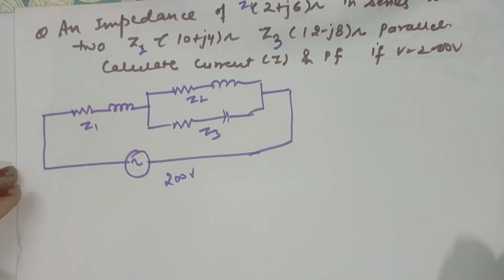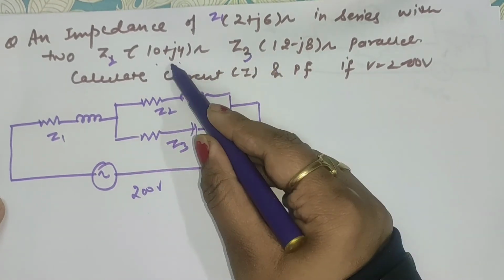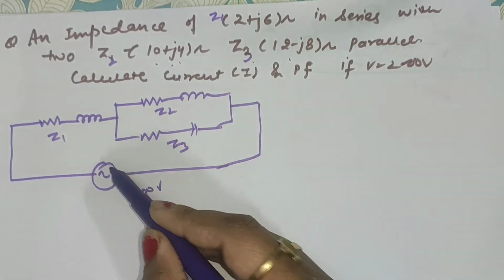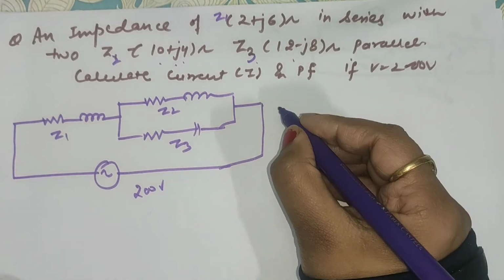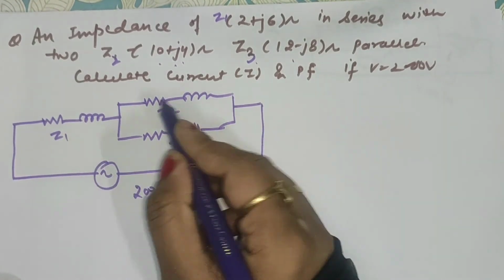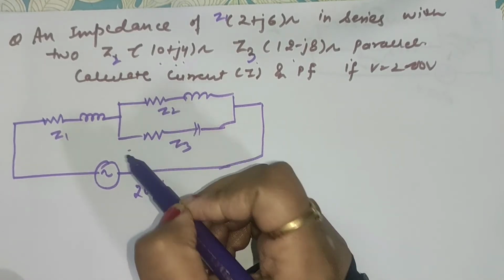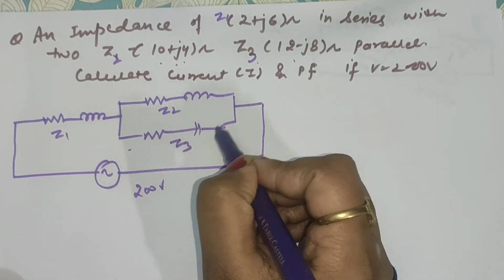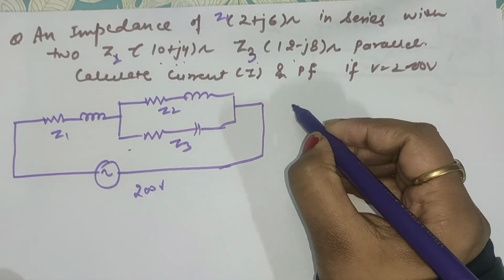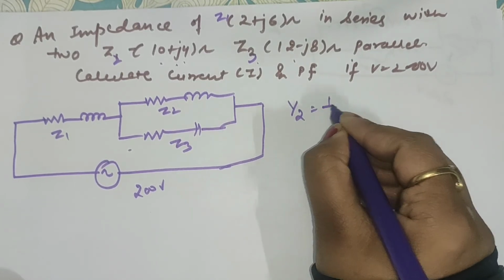Okay, Z1 is 2 plus j omega L, that is j6 (2 plus j6), Z2 is 10 plus j4, and Z3 is 12 minus j8 because of the capacitance. Okay, so this is your circuit. Now you have to calculate the power factor and line current. In this case, a series-parallel circuit is there. We shall first convert the parallel pair into an equivalent series circuit, because there is a series and parallel combination. So we should convert this parallel combination into series.